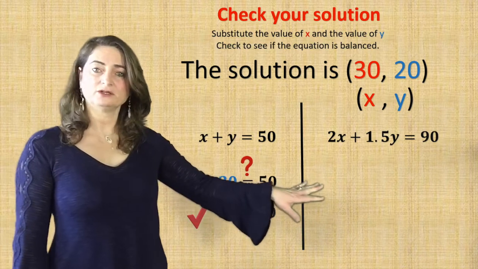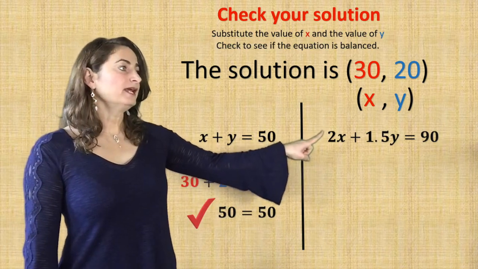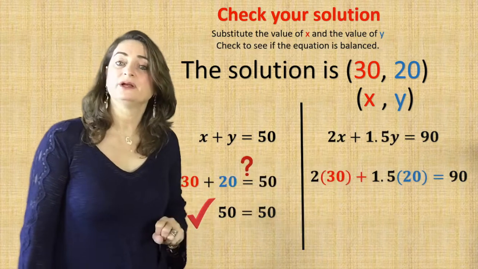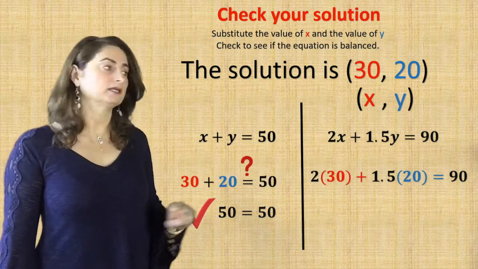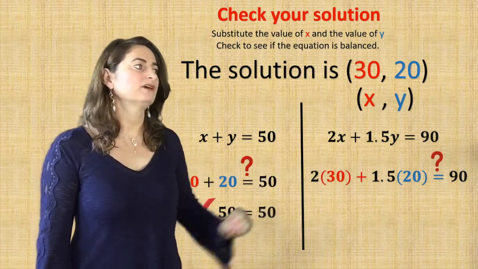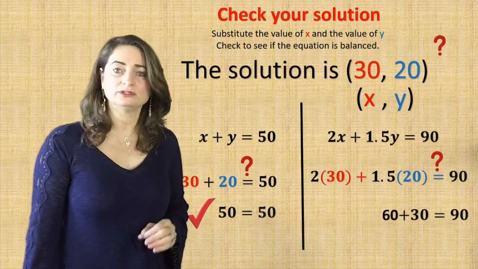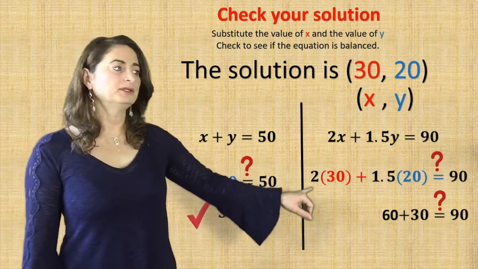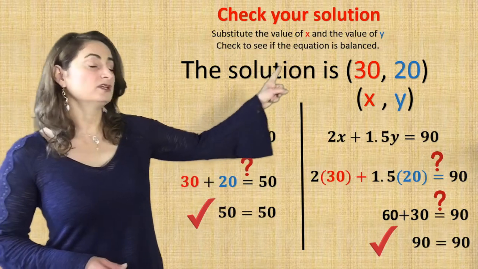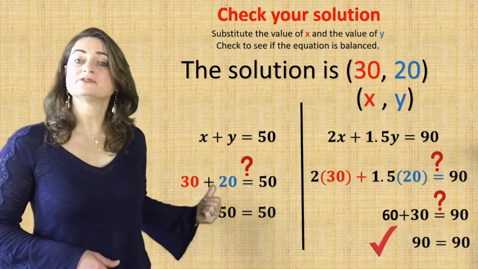Now let's check the second equation. Replace x with 30. Replace y with 20, but make sure you put it in parentheses just in case you need to multiply. And you do need to multiply. 2 times 30 is 60, and 1.5 times 20 is 30. Does it equal 90? Add them up, 90 equals 90, it worked. So the solution, x equals 30, y equals 20, works for both equations.